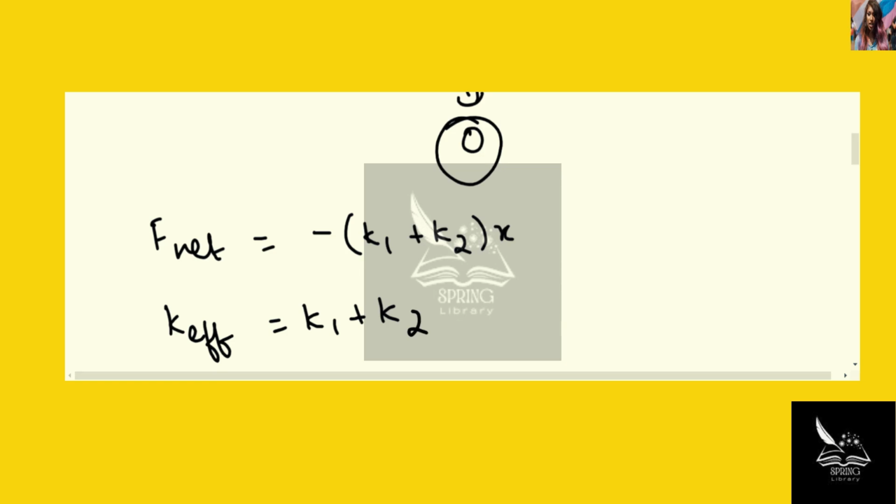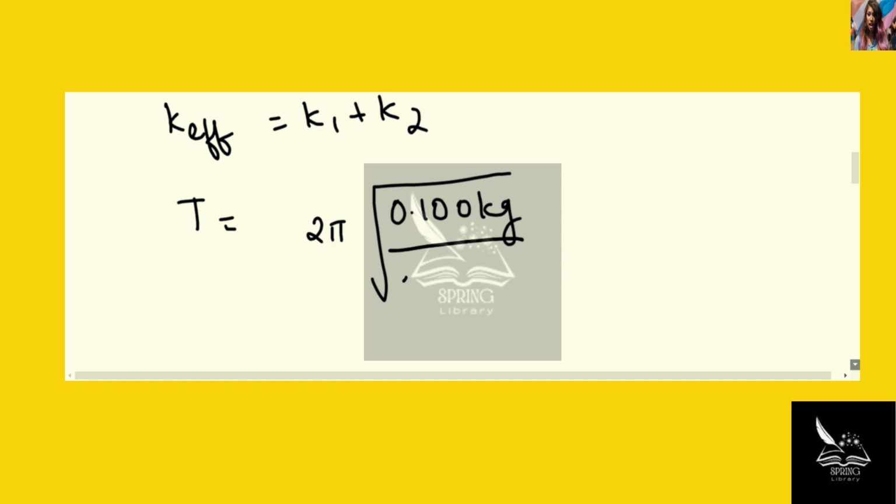And the period of vibration is given by the formula 2 pi root of M upon K effective, that is 0.100 kg upon 800 Newton per meter, and that is equal to 0.702 seconds. So this is the time taken.